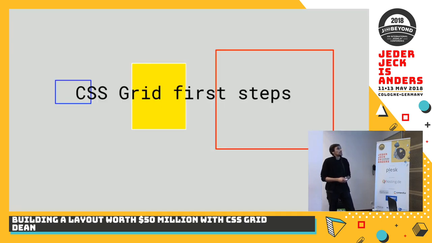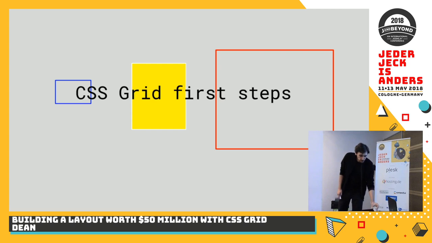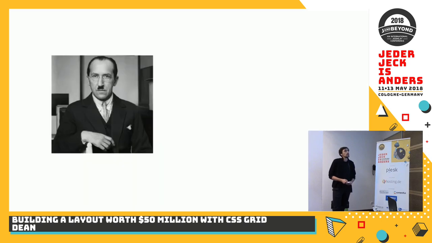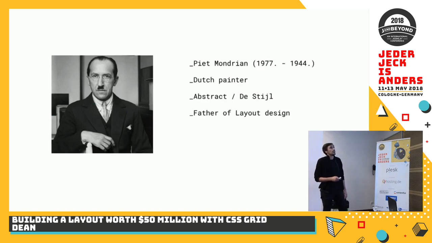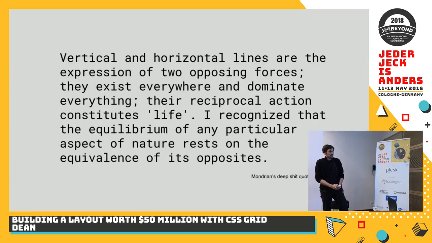So, CSS grid first steps. I did the usual, read a couple of articles on Smashing Magazine, CSS-Tricks, they're all great. I watched a couple of YouTube video tutorials, but actually I learned the most about grid from this guy. This is Piet Mondrian, a Dutch painter, well known for his abstract works. And according to many designers, a father of layout design. He's also very famous for his short and simple quotes, like this one, and very complicated paintings, like that one.